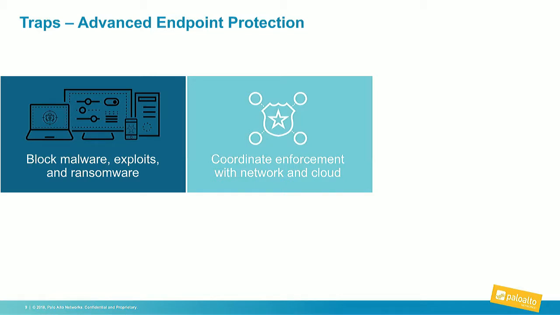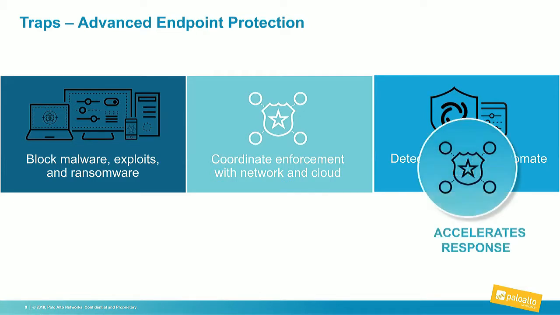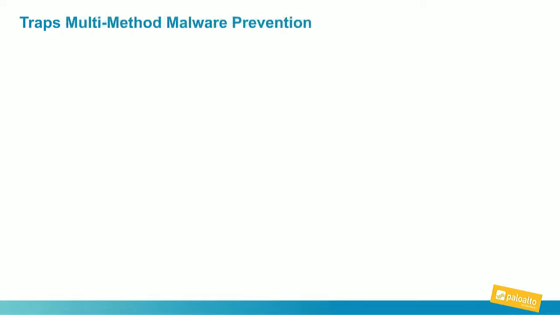And then it coordinates the enforcement with the network and the cloud. So it brings everything together. Everything shares telemetry and data and alerts. And then by doing that, we can detect threats and automate containment and send that information to everybody who subscribes to the cloud-based services so that we're protecting our entire client base all at the same time. And all these things accelerate our response when we're doing endpoint security.